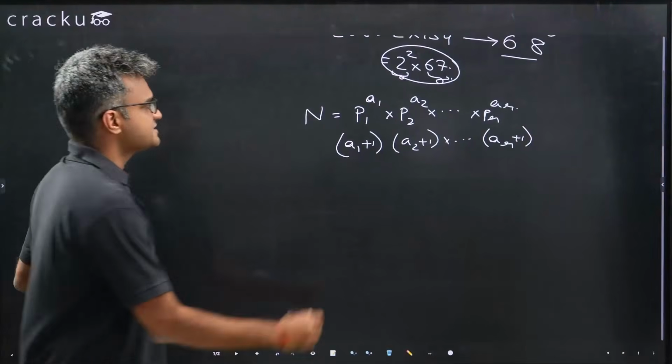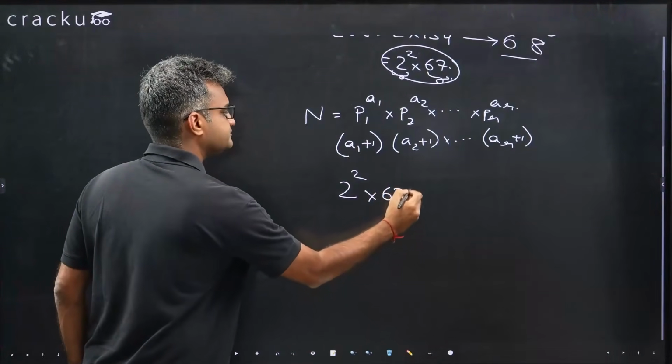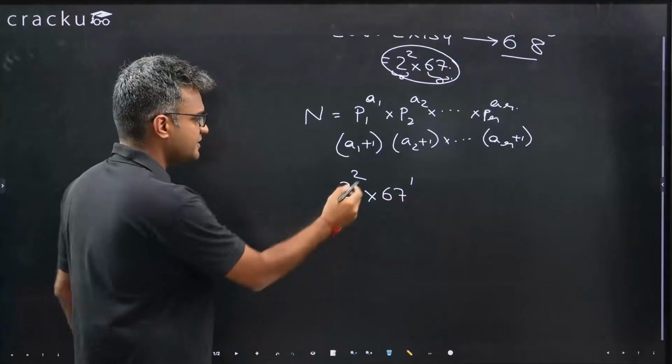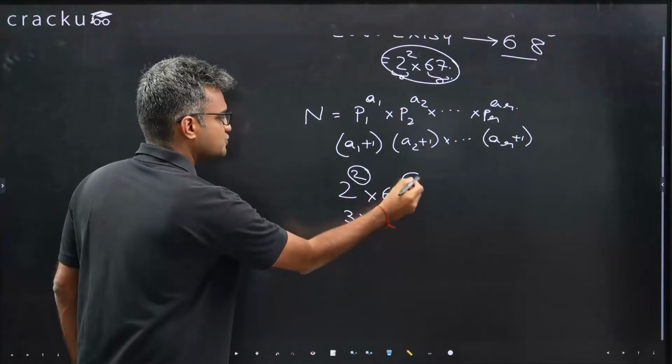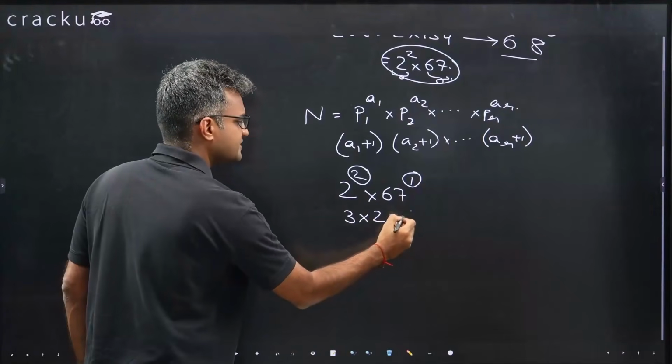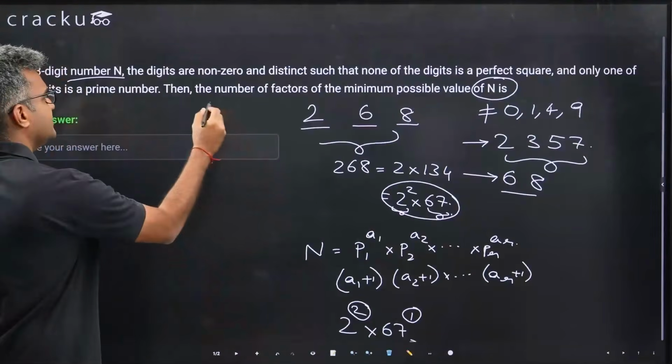In this particular case, the value is 2 square into 67 to the power 1. So the number of factors will be 2 plus 1, which is 3, into 1 plus 1, which is 2. So the number of factors will be 6. So the answer for this particular question will be equal to 6.